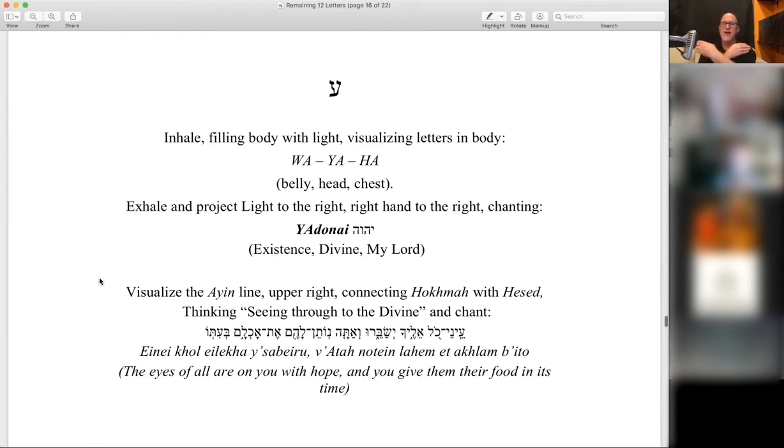And seeing the ayin line on your right, upper, connecting Chokhmah with Chesed. Seeing through things to the divine essence beneath. Eine. Eine chol elecha yasaberu v'ata noten lahem et ochlam be'ito.